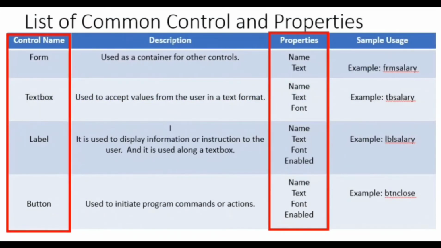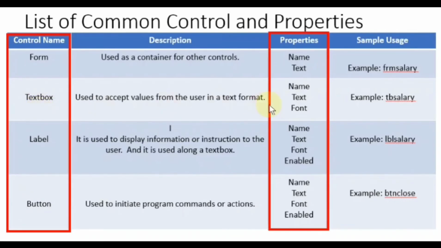This is the table or list of common controls and properties. On the second column is the description or characteristic of each control. In the column of properties, you will see the list of properties of each control that can be changed or modified. For example, in the text box control, you can change its name, text, and font in the property window. You can change the name of a text box, kind of text, and font.